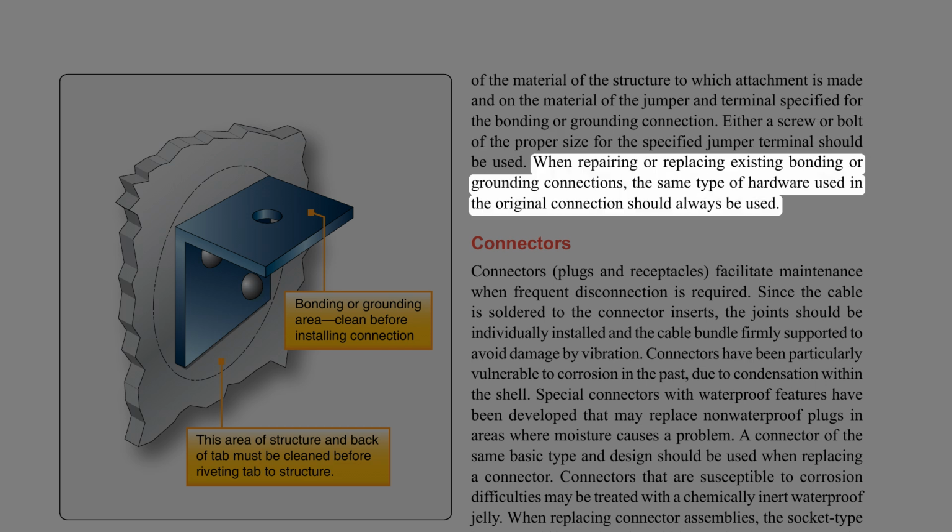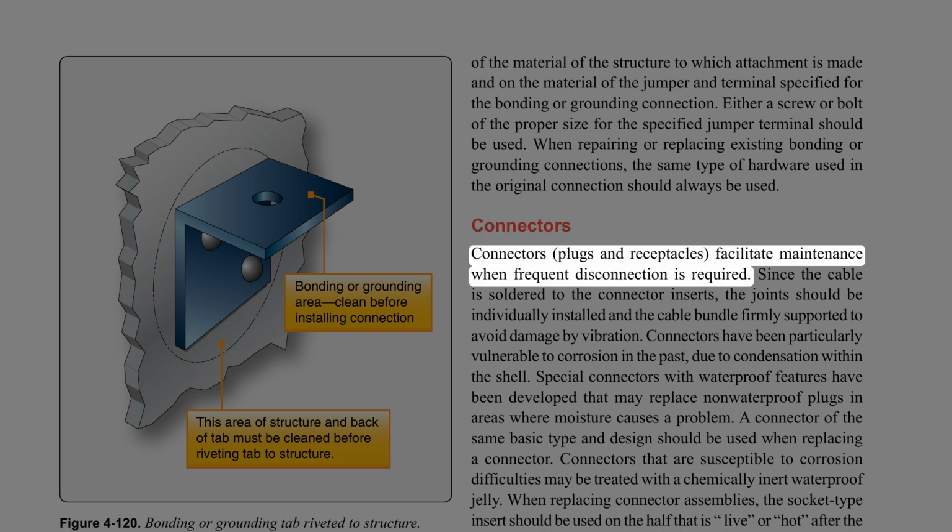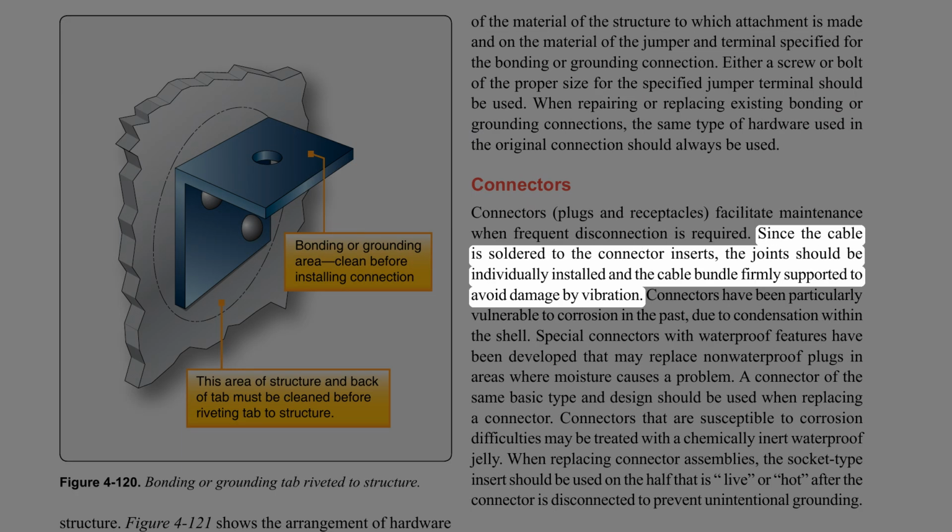When repairing or replacing existing bonding or grounding connections, the same type of hardware used in the original connection should always be used. Connectors, plugs and receptacles facilitate maintenance when frequent disconnection is required. Since the cable is soldered to the connector inserts, the joints should be individually installed and the cable bundle firmly supported to avoid damage by vibration.